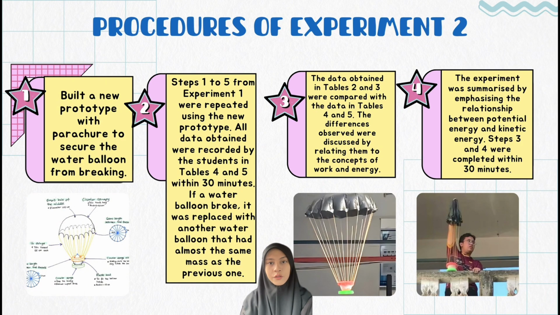Next, procedures of experiment 2, which is with parachute. In experiment 2, a new parachute prototype was built to reduce the impact force on the water balloon. Steps from experiment 1 were repeated using the new prototype. All observations and data were recorded within 30 minutes. If a water balloon broke, it was replaced with another balloon of nearly the same mass. The data collected were then compared with experiment 1 to observe differences in potential energy, kinetic energy, and impact force.